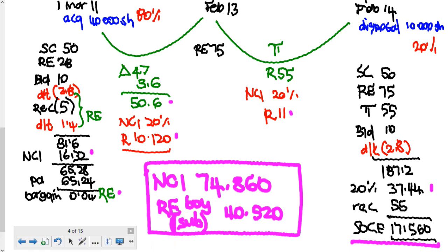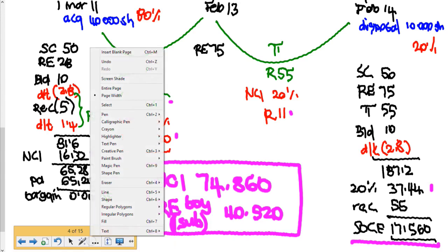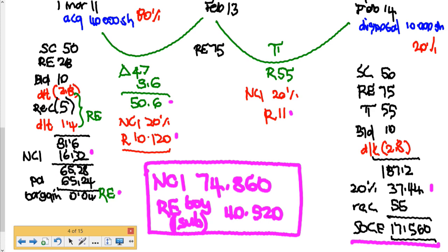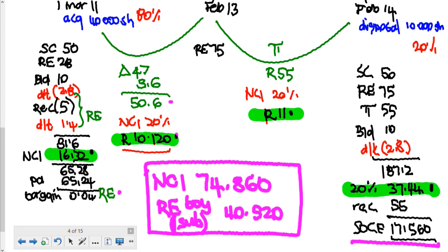NCI is a number of things. Let me do it in green. So NCI starts on AC 16.32. Since acquisition to beginning of year, plus 10.12. Current year share of profit, plus 11. If there was a dividend, just be careful with the dividend at your end. If the dividend was at your end, it might have been declared after the disposal. Then they would have got 40% of the dividend, not 20%, but no dividend. And then we sold them some shares, isn't it? So their balance grows by this 37,440.